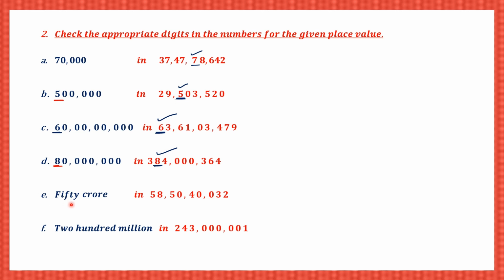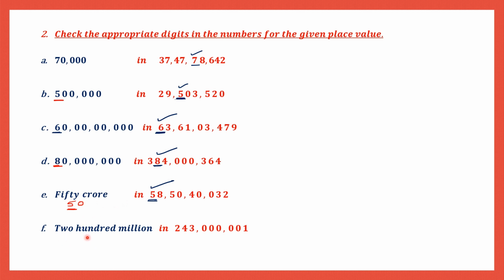Next one is 50 crore. So this is 50. So look for 50 which is in the crores place, that is 5, in the 10 crores place. So let's see. Ones, tens, hundreds, thousands, 10,000s, lakh, 10 lakh, crore, 10 crore. So this 5 is in the 10 crores place. So that becomes 50 crore as it's given here.